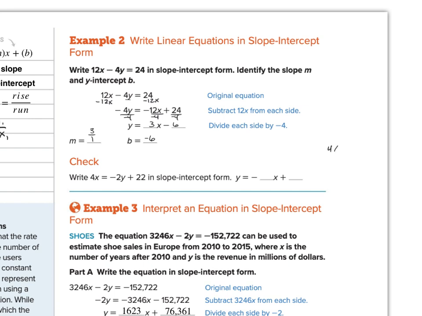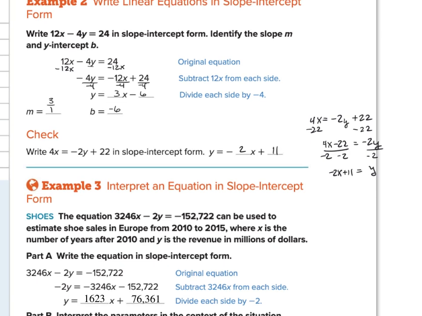So I have 4x is equal to negative 2y plus 22. I'm just going to start here. I'm going to subtract 22 from both sides, and I have 4x minus 22 is equal to negative 2y. Divide by the coefficient, negative 2, negative 2, negative 2, and y is going to be equal to negative 2x plus 11. Okay, so there we go. We were able to do our inverse operations to isolate the variable we chose.